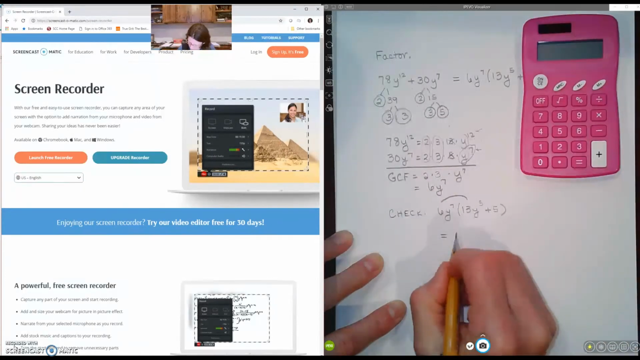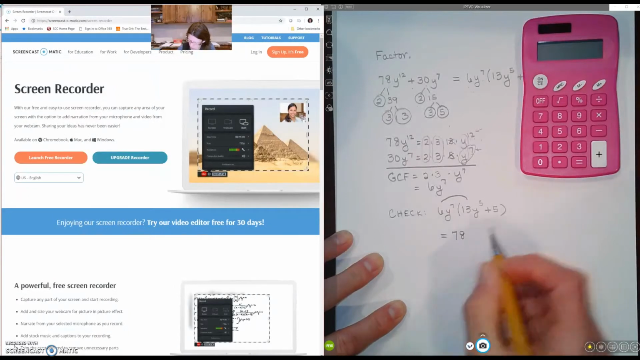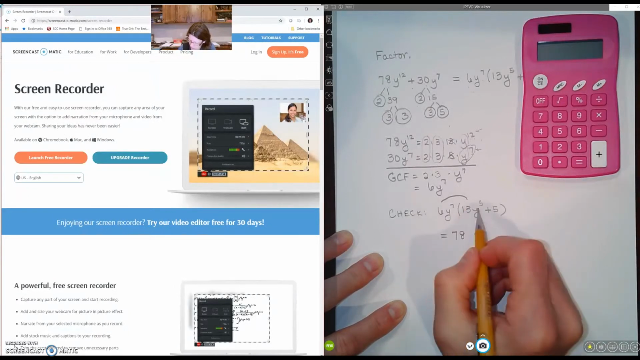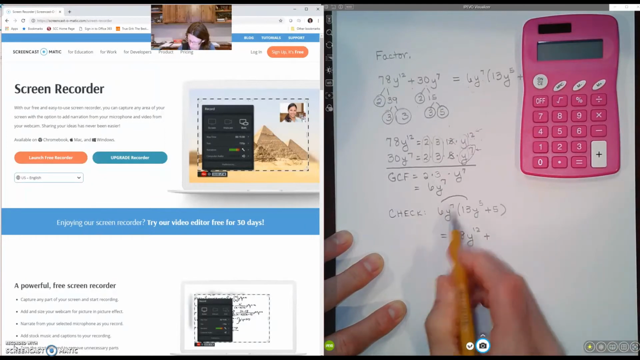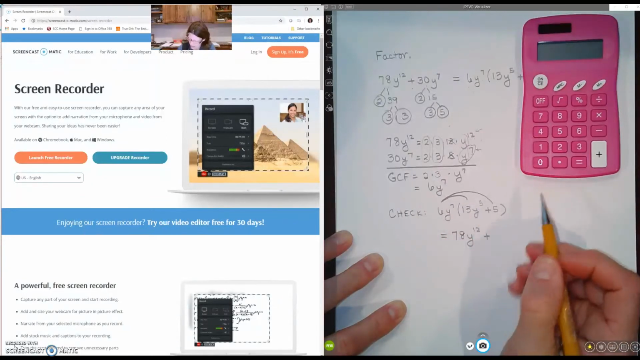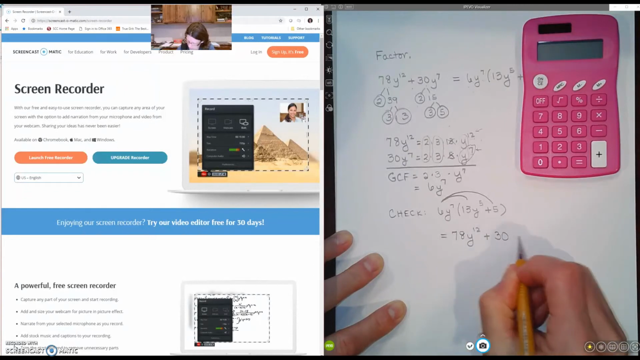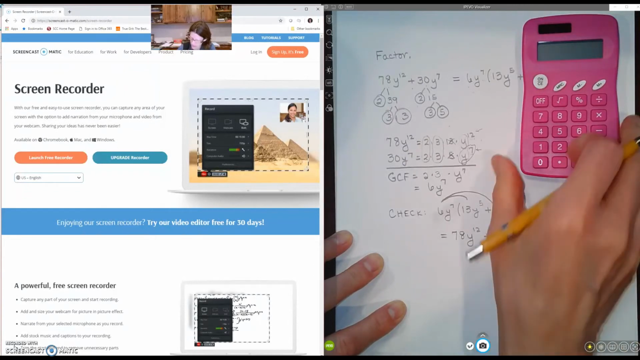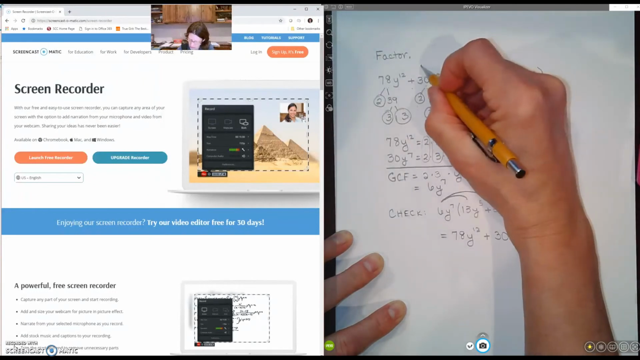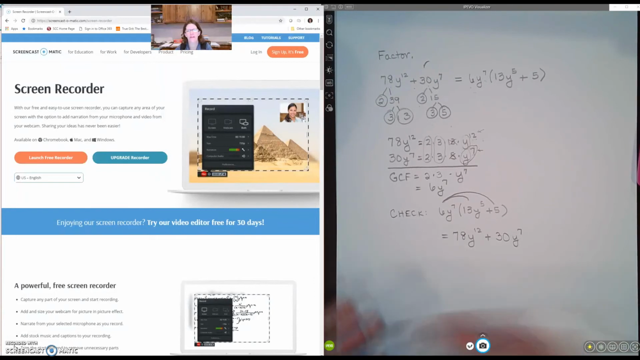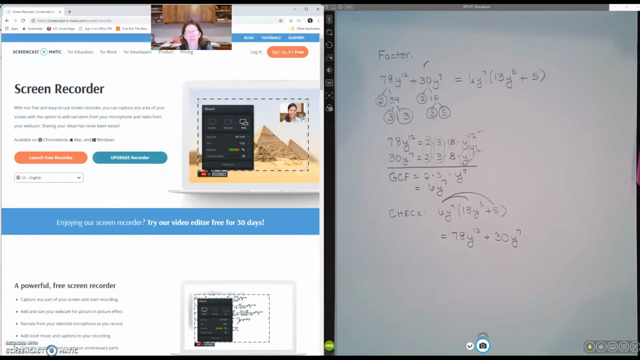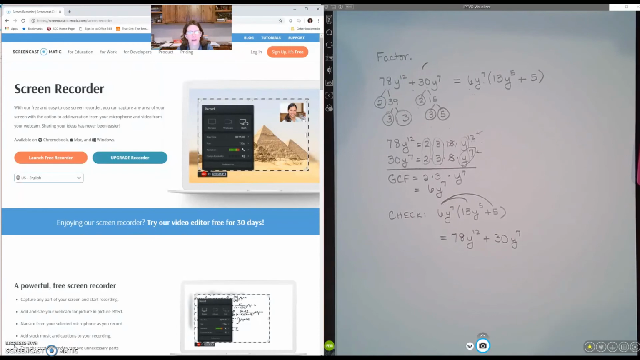6 times 13 is 78, though. Y to the 7th times y to the 5th, adding exponents, is y to the 12th. 6y to the 7th times 5 is 30y to the 7th, and that's going to give exactly what we started with up top. So this checks out just fine. And there we have an example of factoring by factoring out a greatest common factor.